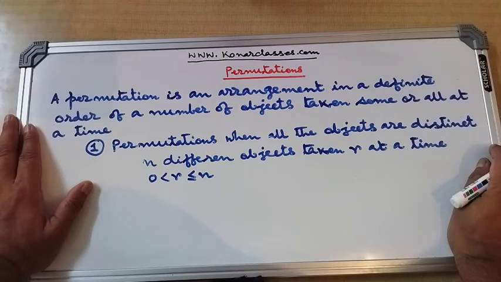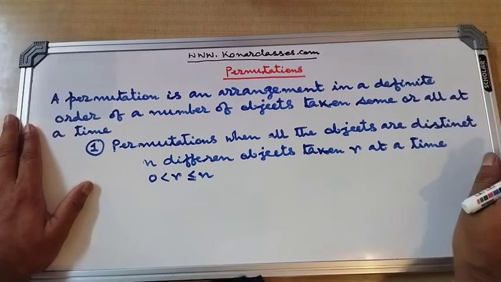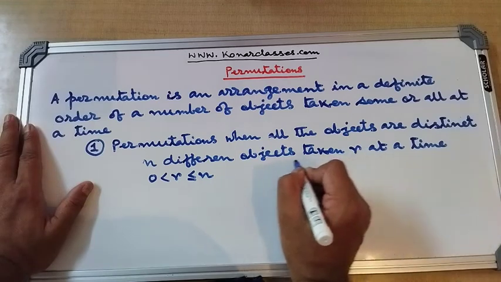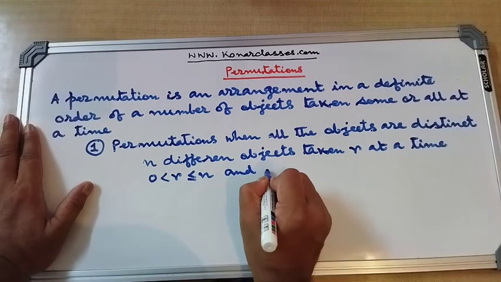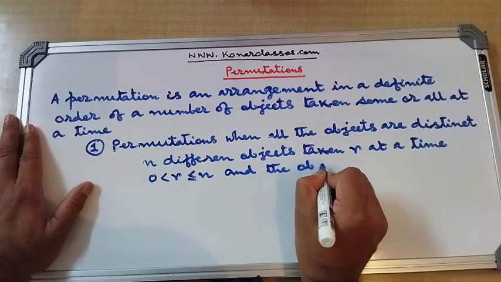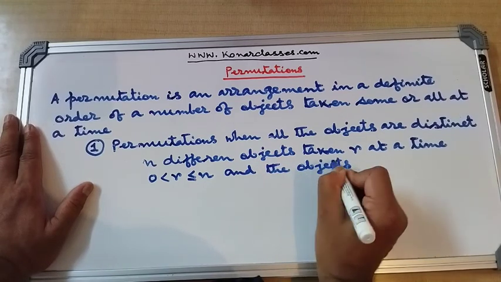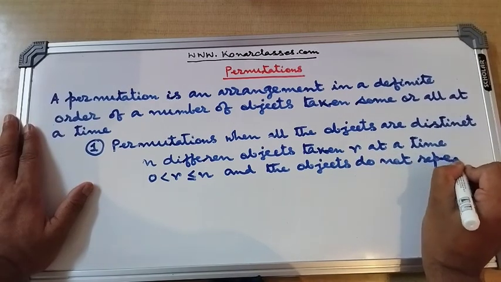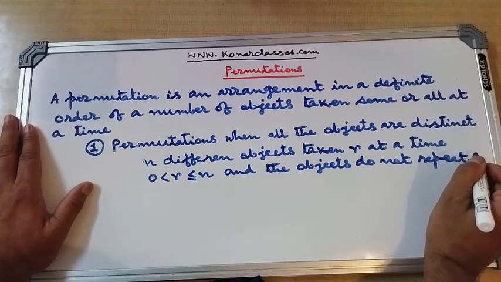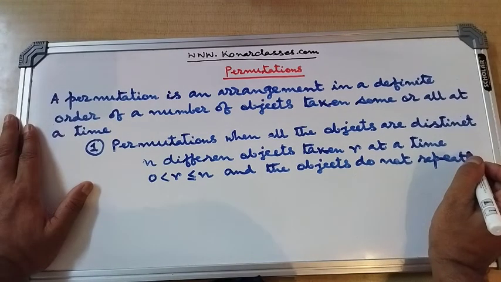Then let's discuss how many ways we can do this. The fundamental constraint here is that repetition is not allowed. So n different objects are taken r at a time, and the objects do not repeat.